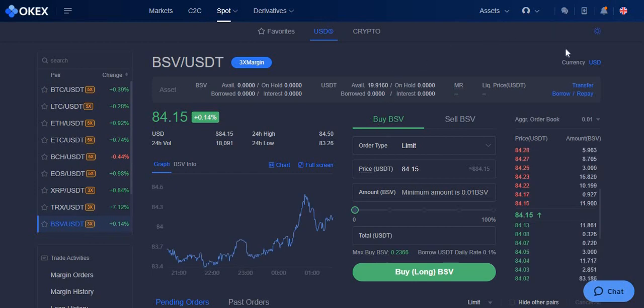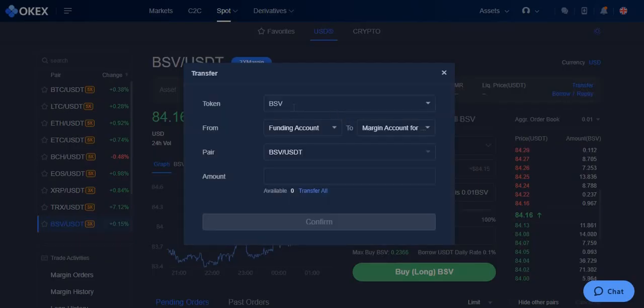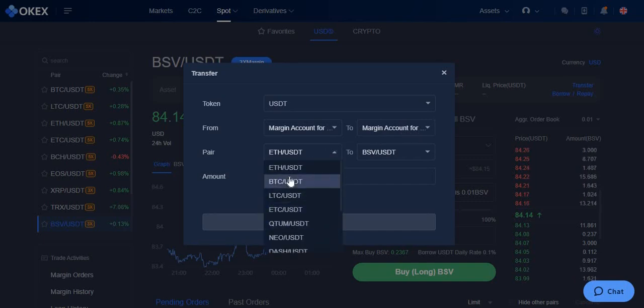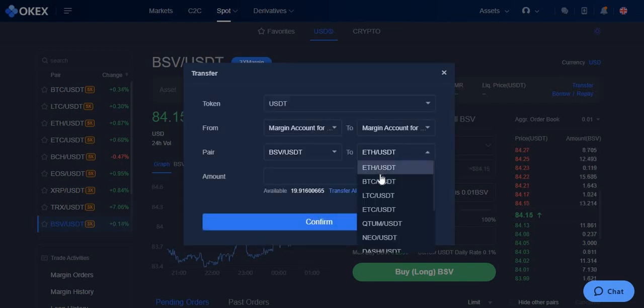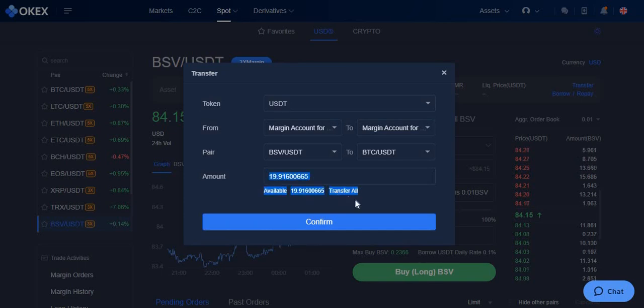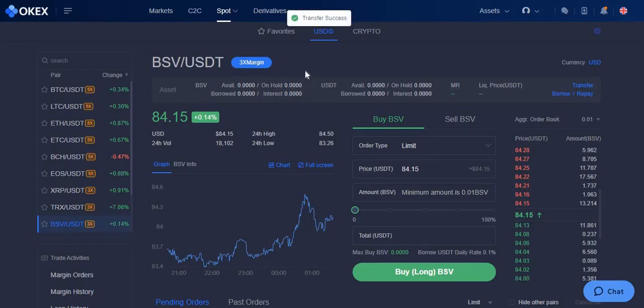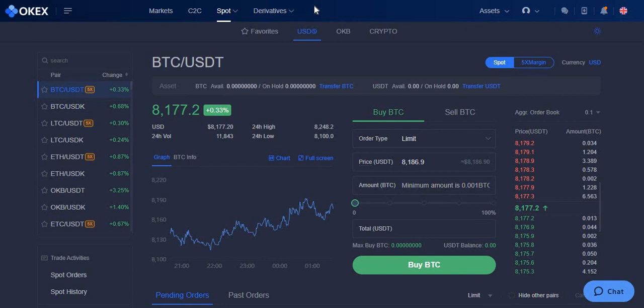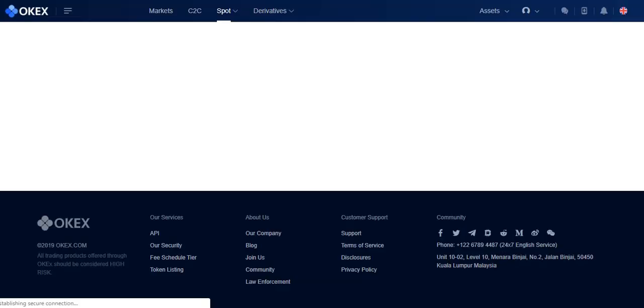So what I'm going to do is transfer from BSV USD to BTC USD. So USDT, I'm transferring from margin account for spot to the same margin account for spot. Now I'm transferring from BSV USD to BTC USD, and I'm transferring all amount. This is just $19, and after this is successful, you can refresh this place.